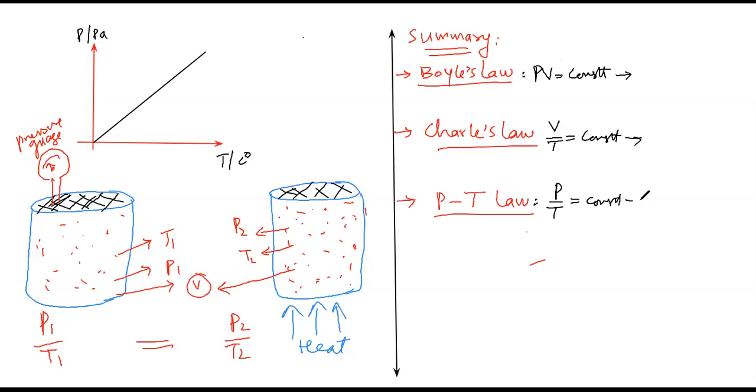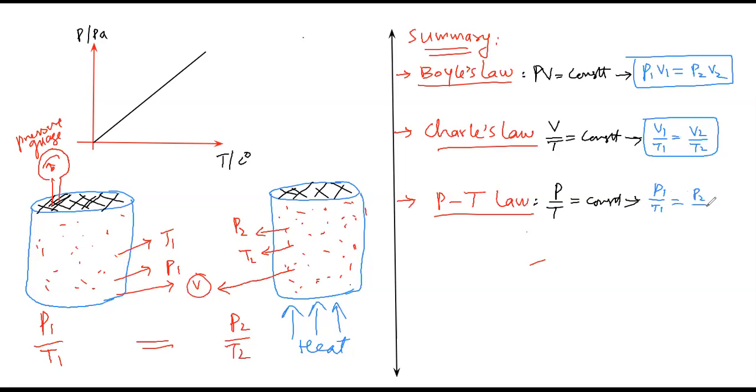Or furthermore, you can also write them like P1 V1 equals P2 V2. This will be used in the numericals. V1 over T1 equals V2 over T2, and then P1 over T1 equals P2 over T2. So these equations will be used in the numericals, and they will be very simple numericals because three things would be given and you need to find one thing, right? So that was the thing.